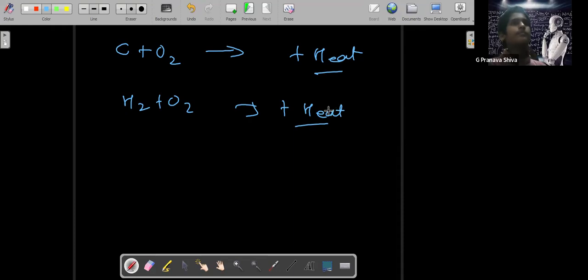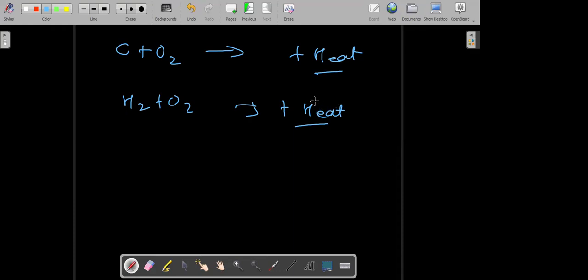Yes, sir. Okay, any other doubts? Now just the last point from this topic. Which are the substances, or you can say, why coal doesn't produce a flame?